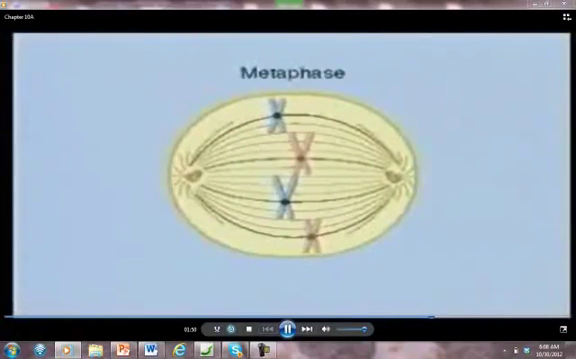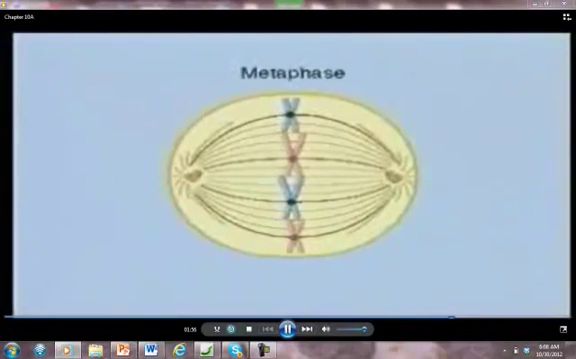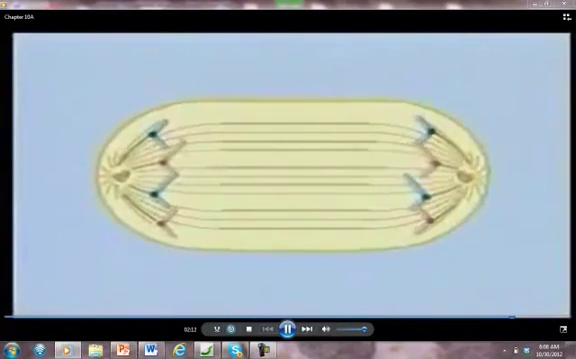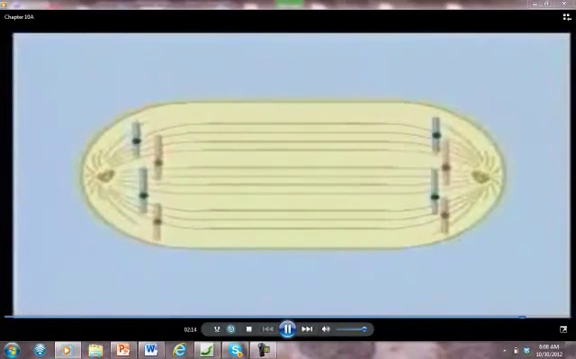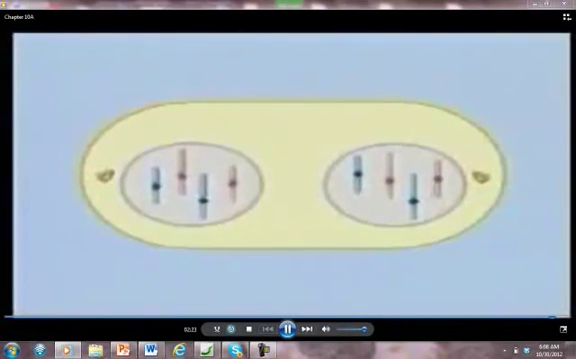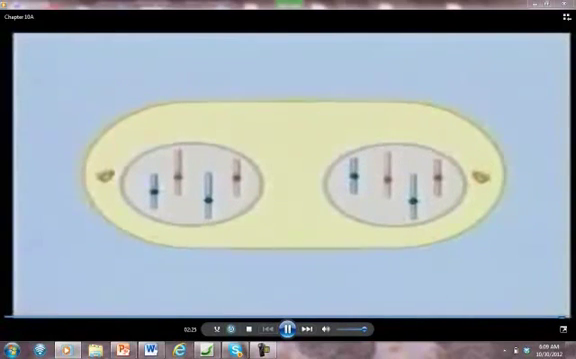The second phase of mitosis is metaphase. The chromosomes line up on a plane in the center of the mitotic spindle. The third phase of mitosis is anaphase. The centromere of each chromosome divides. The sister chromatids separate and are pulled toward opposite ends of the cell by the spindle fibers. The fourth and final stage of mitosis is telophase. Daughter nuclei form at each end of the cell. Mitosis is then complete, but the process of cell division continues.